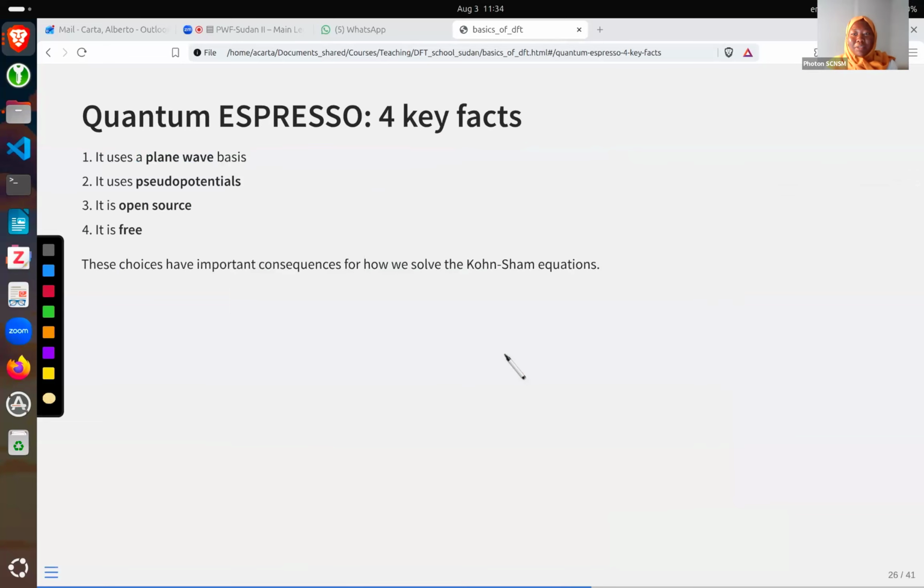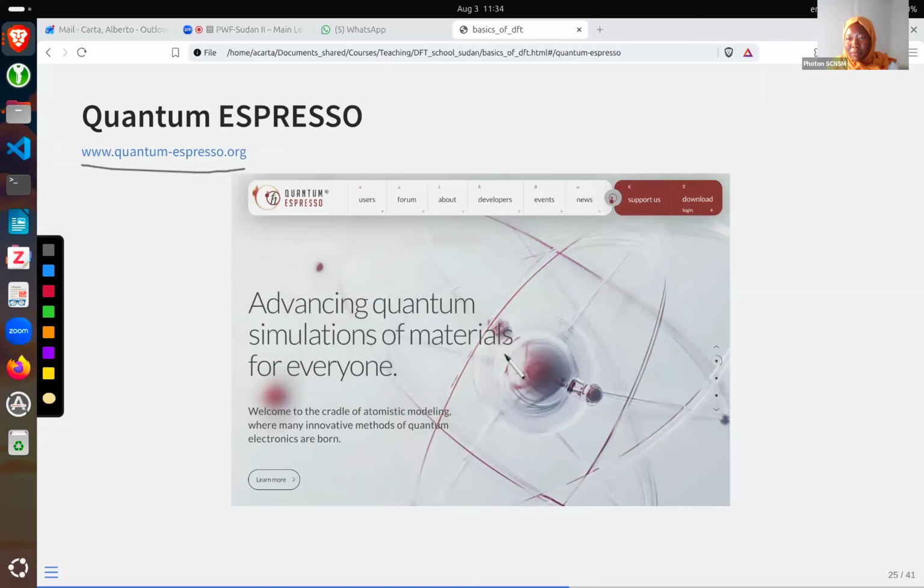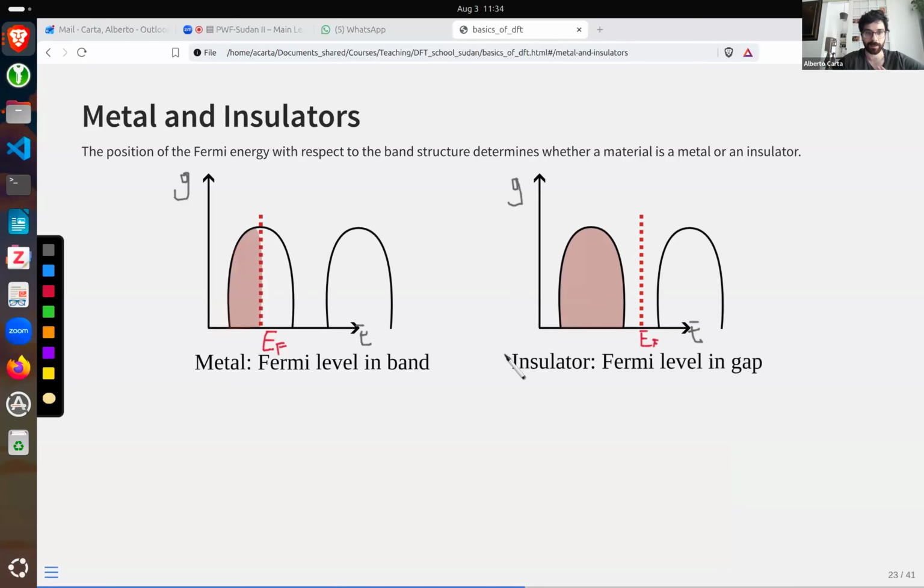To interrupt you, Alberto, there is a last question by Abu Sultan. What is the position of the Fermi level in the metal? The position of the Fermi level in a metal is always in the middle of the bands. You have some bands, some density of states. The Fermi level is always in the middle for a metal, and it's in the gaps for insulating systems. Good. It's clear. Thank you.